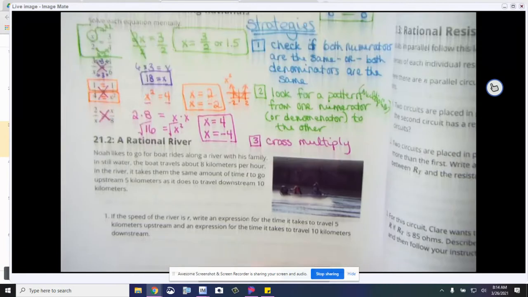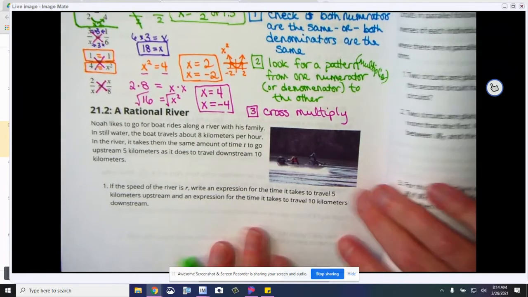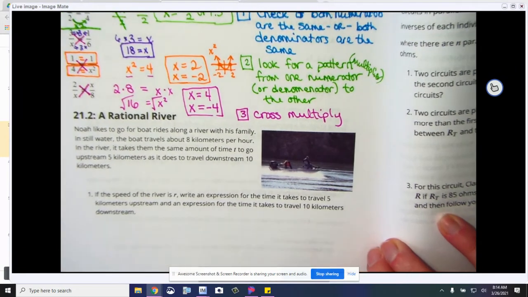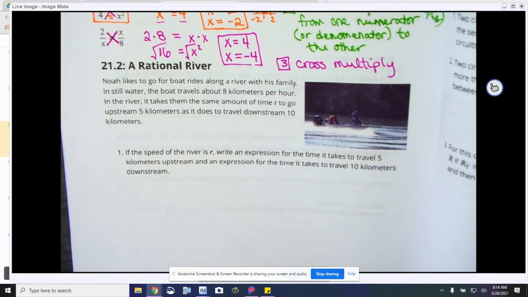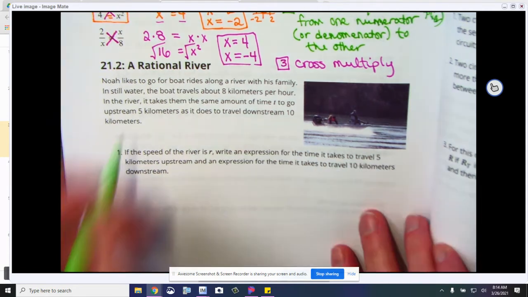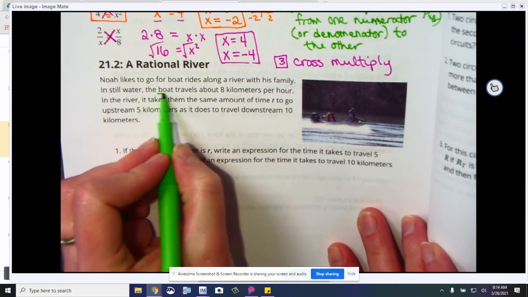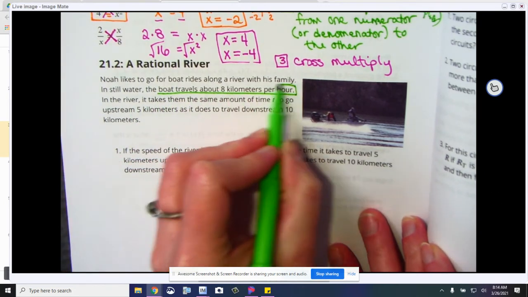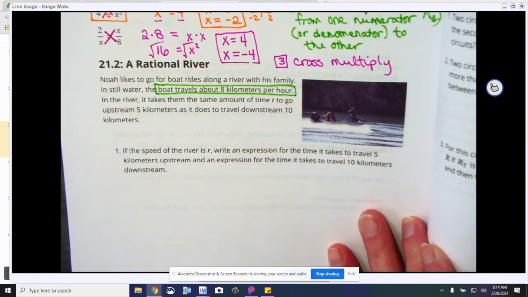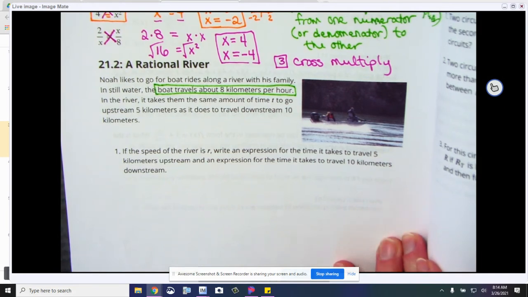So we're going to talk about boating for a little bit, which is kind of cool, and see how we can start to calculate some information. Noah likes to go for boat rides along the river with his family. In still water, so if they're in like a lake or something, the boat can go 8 kilometers per hour. So there's what the motor is capable of going.